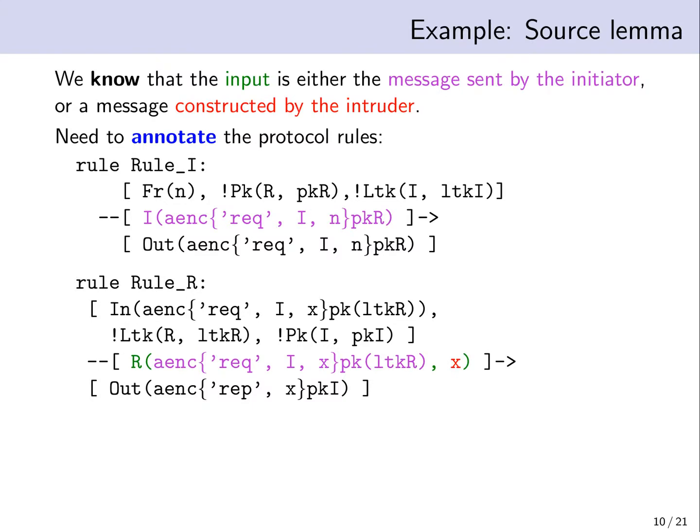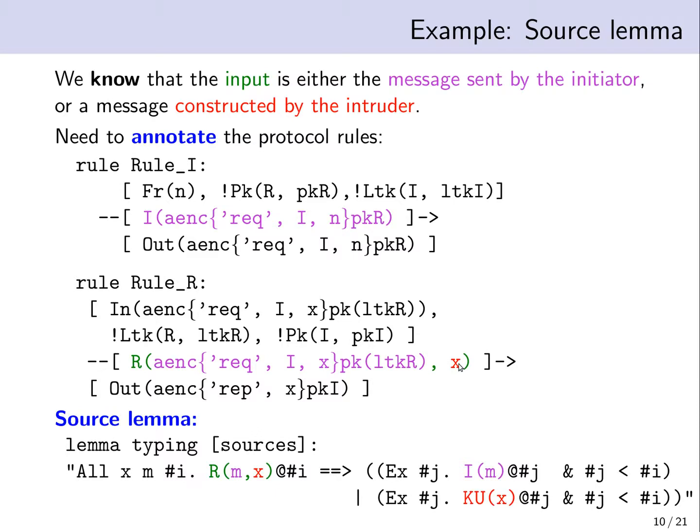So we have to somehow specify this as a lemma, as a sources lemma, and for this to work, we first of all need to add annotations to our protocol rules. First, we need to annotate the initiator rule with the message that is output. Here is the initiator rule, and I added the annotation with the name I here, which contains the message that is output. For the responder rule, I also add an annotation which contains the message that is input and the variable x, which caused the partial deconstruction.